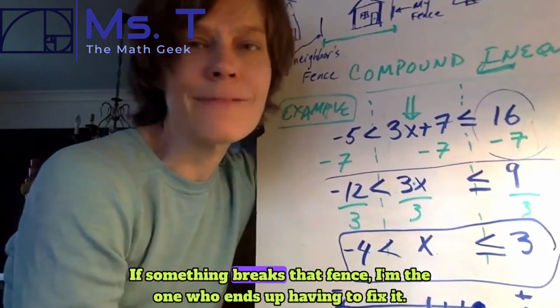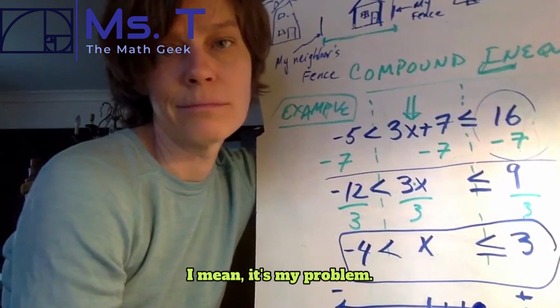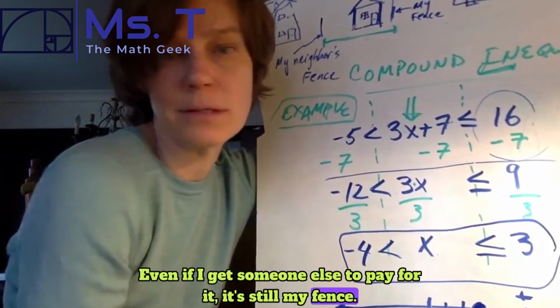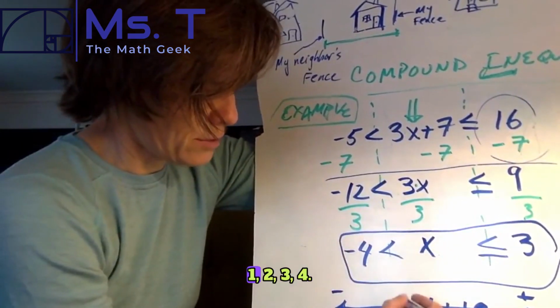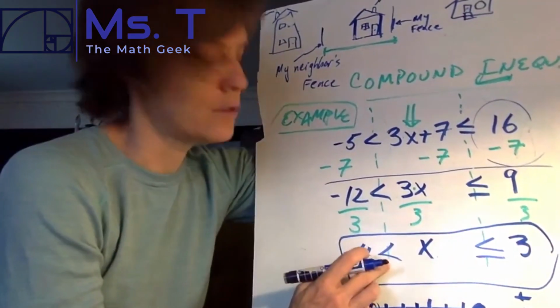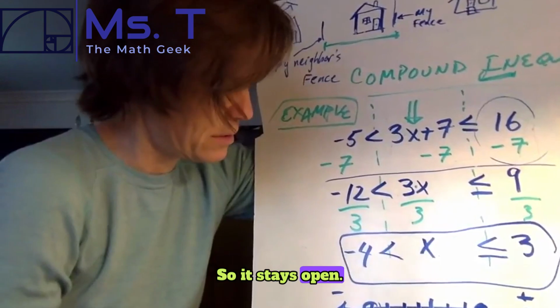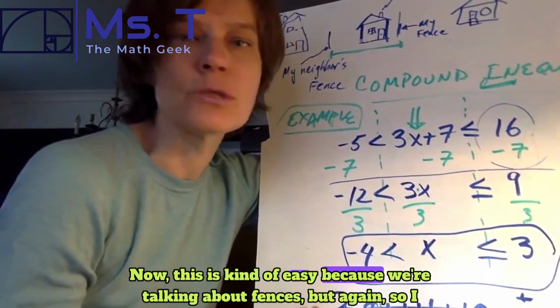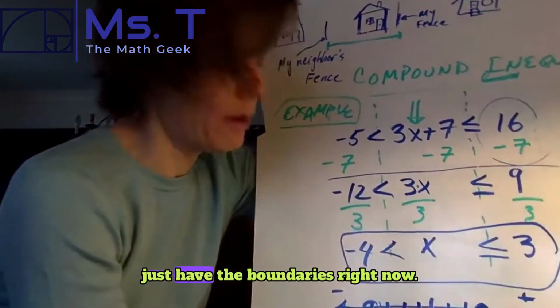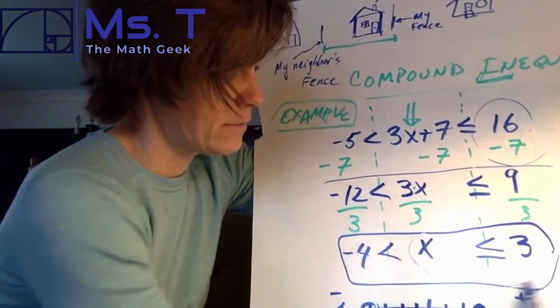If something breaks that fence, I'm the one who ends up having to fix it. I mean, it's my problem. Even if I get someone else to pay for it, it's still my fence. -4. 1, 2, 3, 4. Is it my fence or my neighbor's? It's just strictly greater than. This is not mine. So it stays open. Now, this is kind of easy because we're talking about fences, but again, so I just have the boundaries right now. Let's go back to this idea.